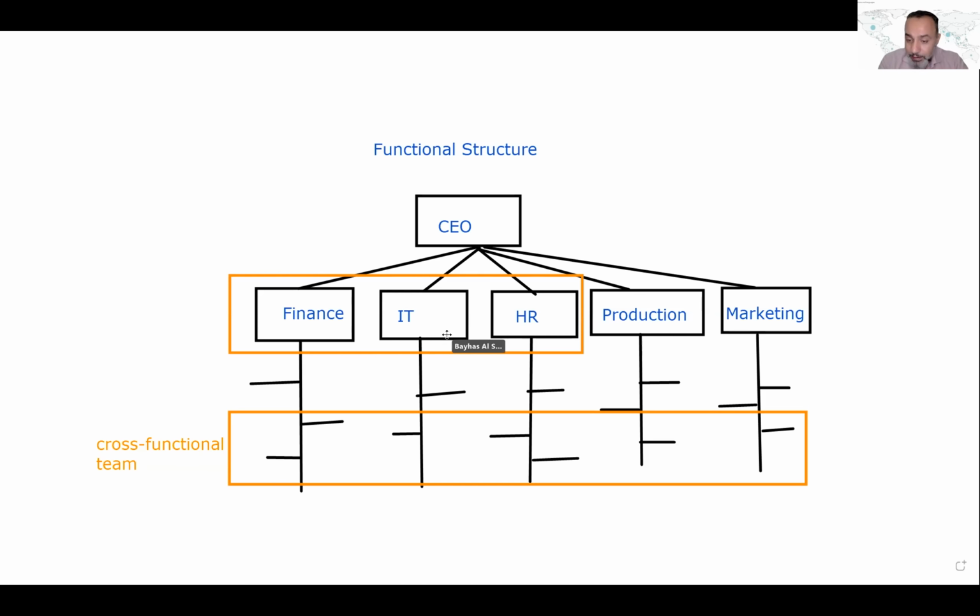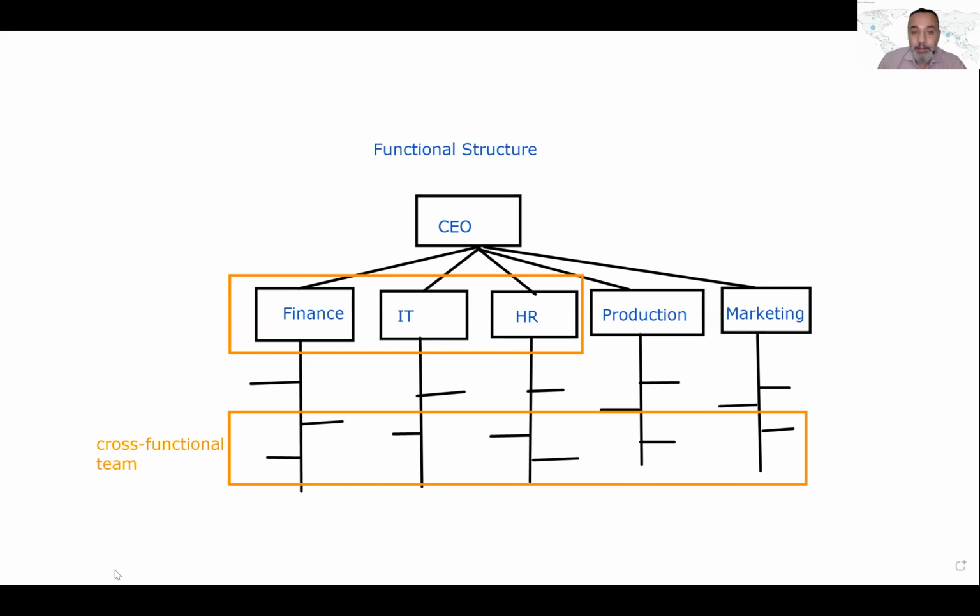Plus, they are busy people, right? They are busy with their department's work. They are busy with their functional work. And you are now requesting them to add additional work, for which they don't have time or enough time to allocate, right? So this is another bad thing in this structure.